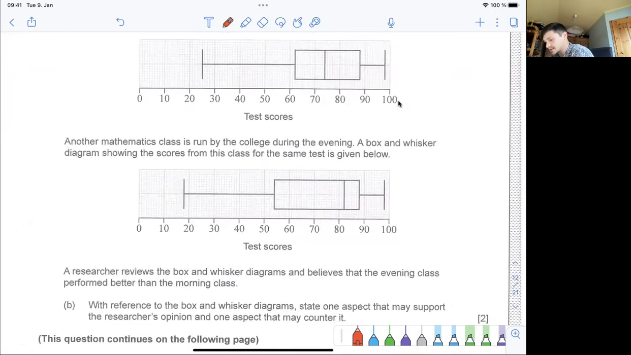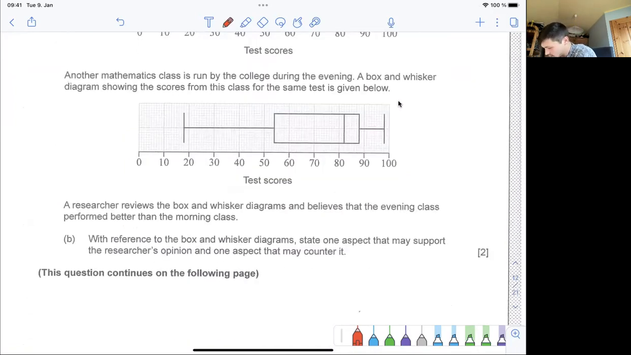Another mathematics class is run by the college during the evening. A box and whisker diagram showing the scores from this class for the same test is given below. A researcher reviews the box and whisker diagrams and believes that the evening class performed better than the morning class.